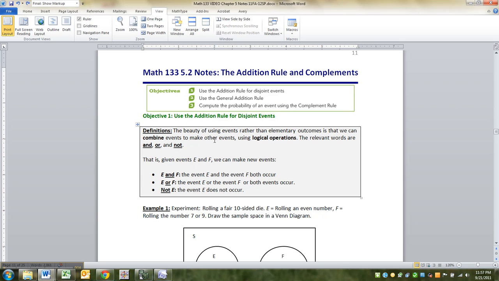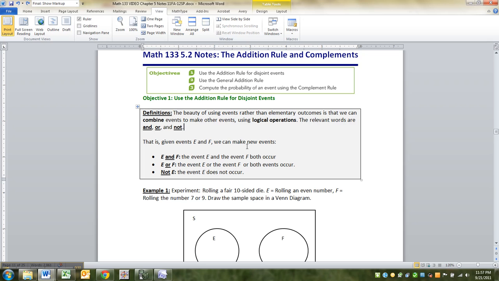So the beauty of using events rather than elementary outcomes is that we can combine events. You can mix and match and make something bigger using logical operations. If you've ever taken a logic class, some of this is going to look a little familiar. The relevant words are and, or, and not.